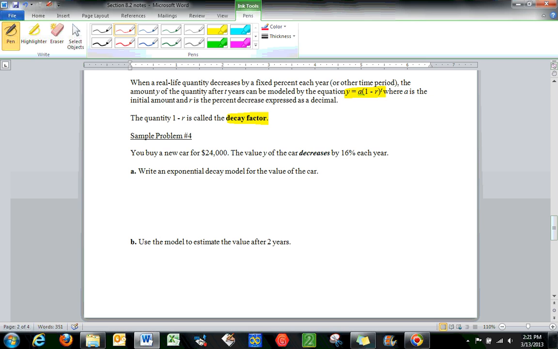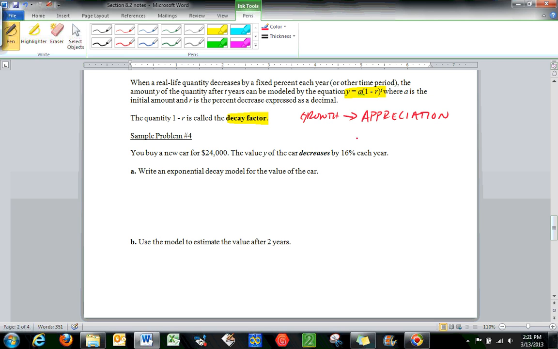Sometimes you're going to see the word appreciation, and this is in reference to growth. So anytime we're dealing with a growth model, you're talking about the appreciation, and the appreciation is whenever the value of something grows. So maybe you buy a house and you sell it later on for more than what you bought it for. That house has appreciated.